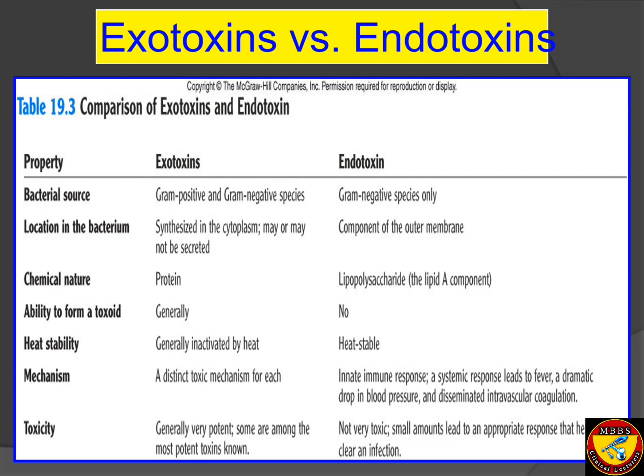Again, another picture showing major differences between exotoxin and endotoxin. Endotoxin is part of the outer membrane of the gram-negative cells, and it is chemically a lipopolysaccharide. It cannot be converted into a toxoid form, so the ability to form a toxoid is not present in endotoxin. It's a heat-stable molecule, and its mechanism of action is through the innate immune response. A systemic response leads to fever, a dramatic drop in blood pressure, and blood clotting leading to disseminated intravascular coagulation. Endotoxin is not as toxic as exotoxin, but a small amount can also lead to an appropriate response that helps clear an infection.